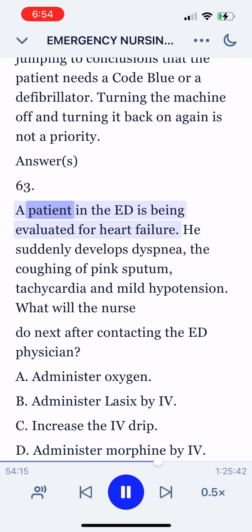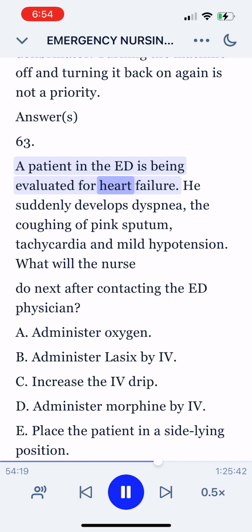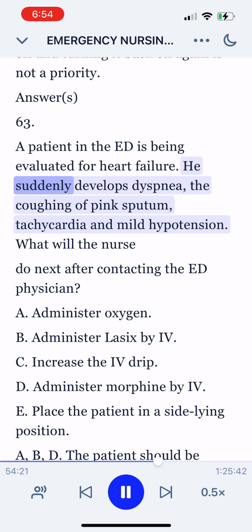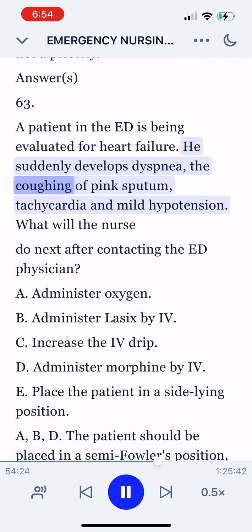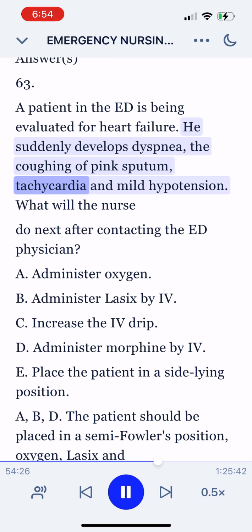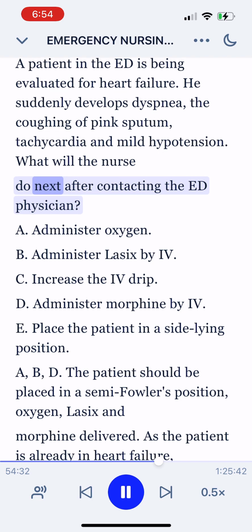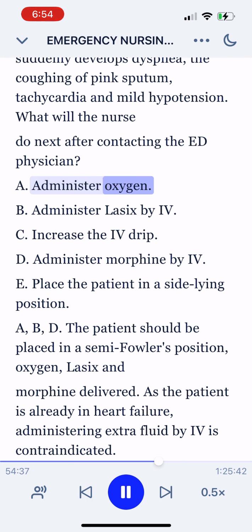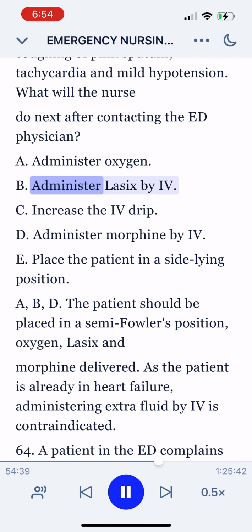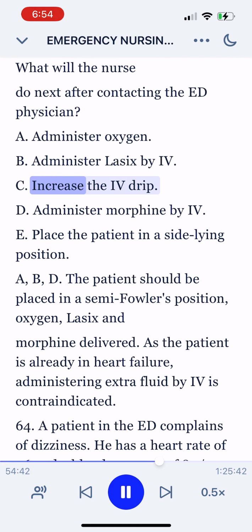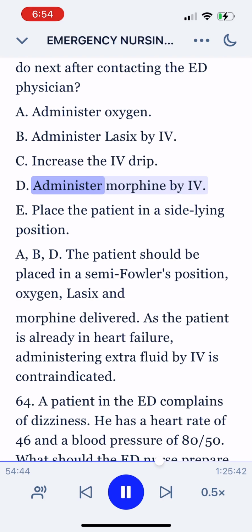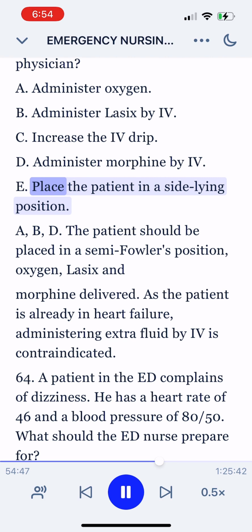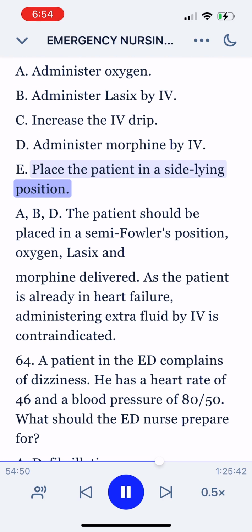63. A patient in the ED is being evaluated for heart failure. He suddenly develops dyspnea, the coughing of pink sputum, tachycardia and mild hypotension. What will the nurse do next after contacting the ED physician? A. Administer oxygen. B. Administer Lasix by IV. C. Increase the IV drip. D. Administer morphine by IV. E. Place the patient in a side-lying position.